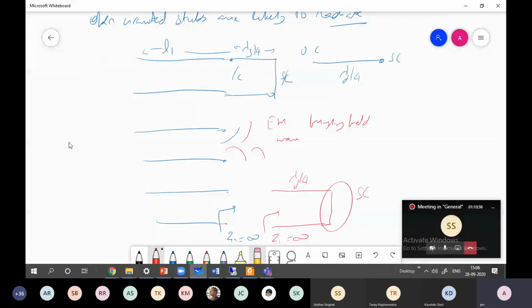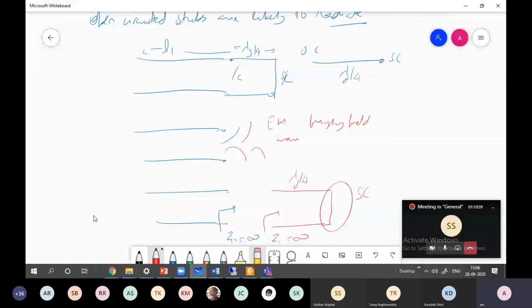Okay, this is just for the information. But for this lab session, you need to design the open circuit stub here. So first, how to do that? Let us discuss first.